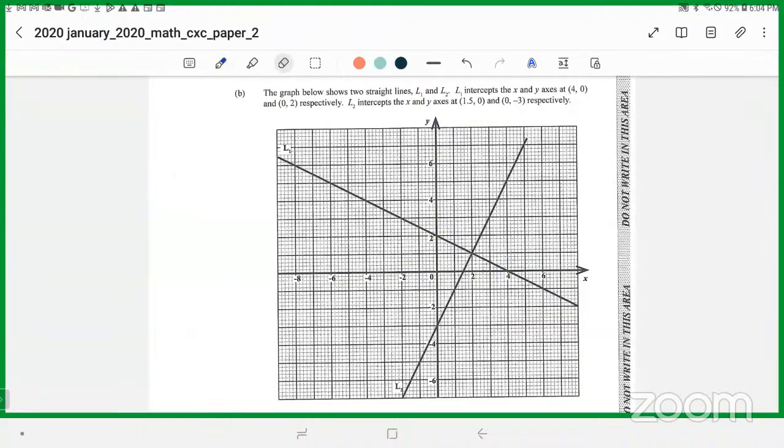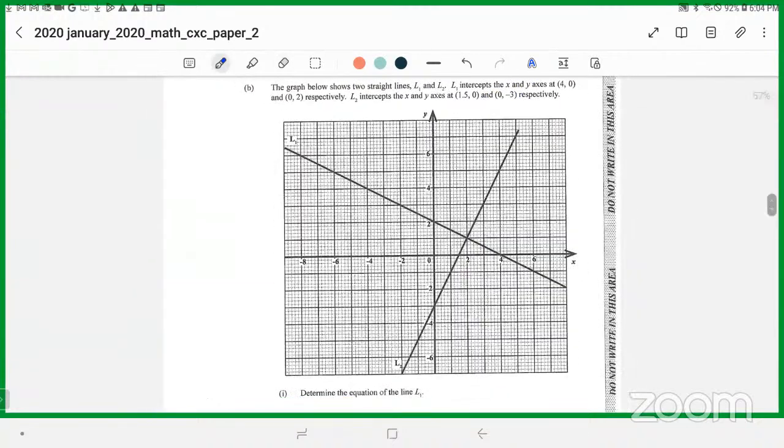All right, that's line 1. This one is line 1. And then line 2 now is this one, and it says it intersects the x and y axes at (1.5, 0), that's here, and (0, -3), which is here. So they're giving all that information. You might not even need it. I'm going to do it the easy way.